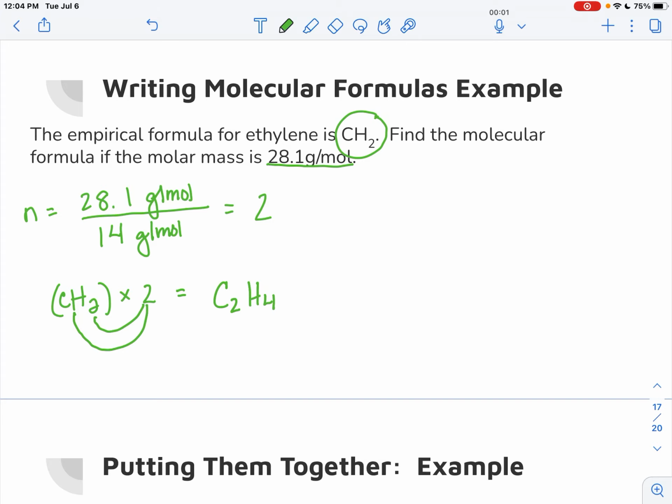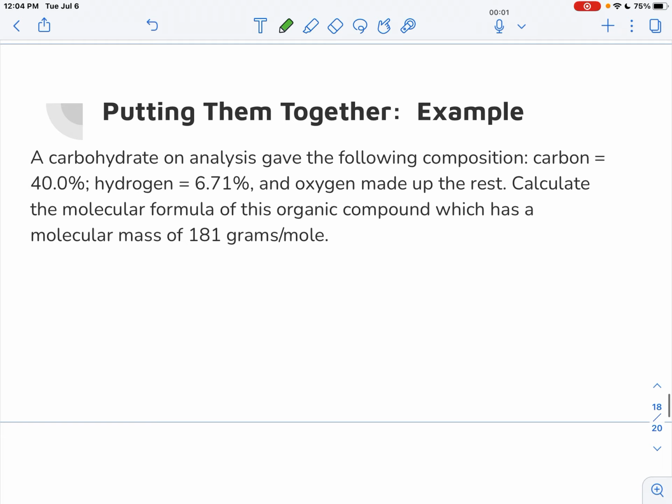So the last example I'm going to do on this video is putting both of those things together. So in this question, you are given percent composition, and you're also given the molecular mass or the molar mass of the molecule. So they want you to find the molecular formula. To do that, you're going to have to do the percent composition to find the empirical formula, and then the business we just did with the N to find the molecular formula.